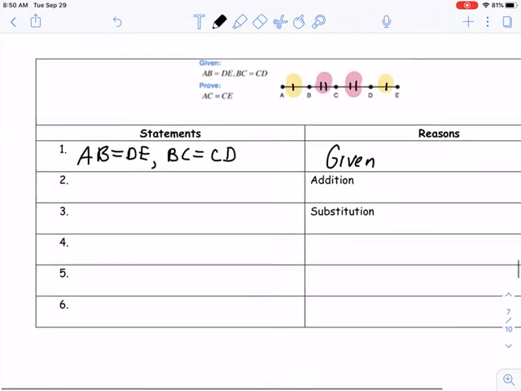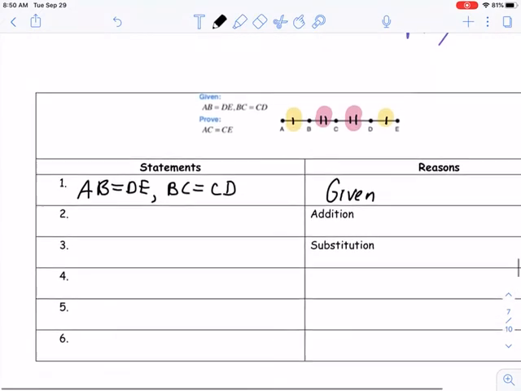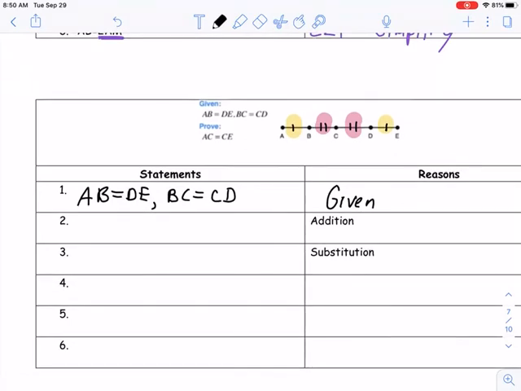Now, what am I going to do from here? Well, it's telling me addition. Just addition. So I probably should be adding something to both sides. Let's try this. Let's see what works. I'm just going to say AB plus BC equals DE plus BC.